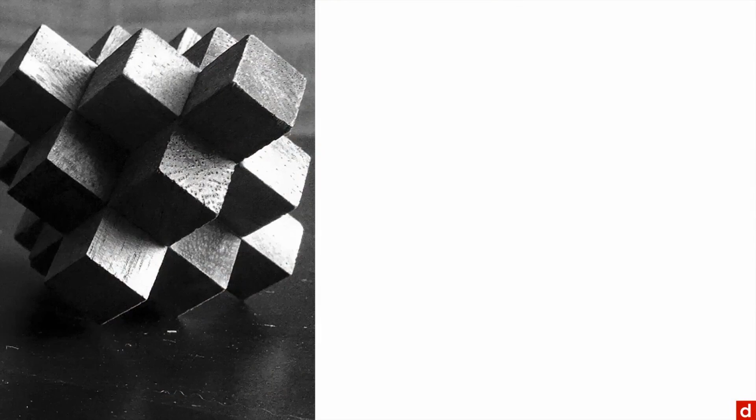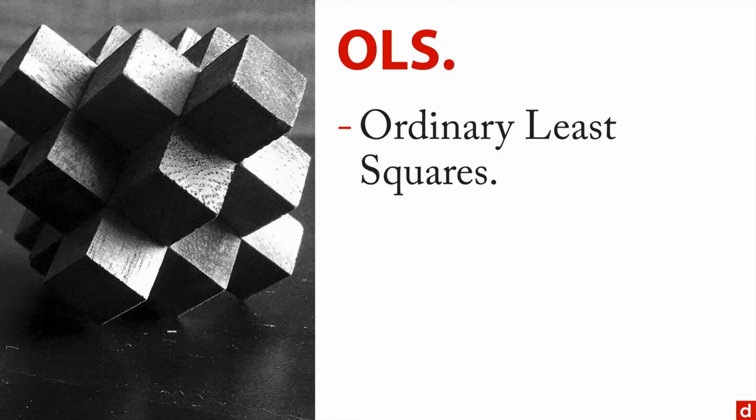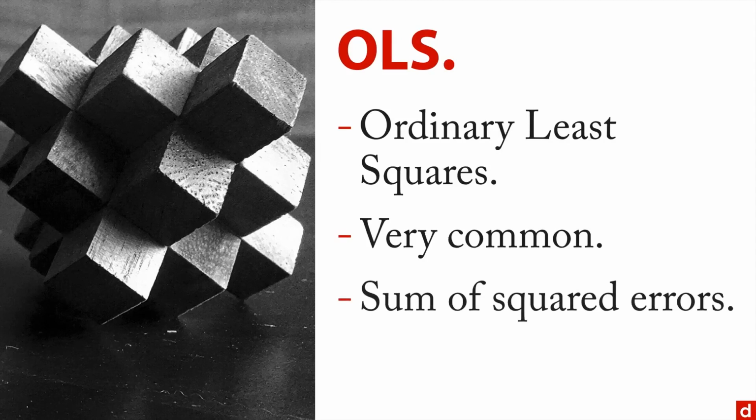Now, we'll begin with the most common. This is actually called OLS, which is short for ordinary least squares. This is a very common approach. It's used in a lot of statistics, and it's based on what's called the sum of squared errors. And it's characterized by an acronym called BLUE, which stands for Best Linear Unbiased Estimator. Let me show you how that works.